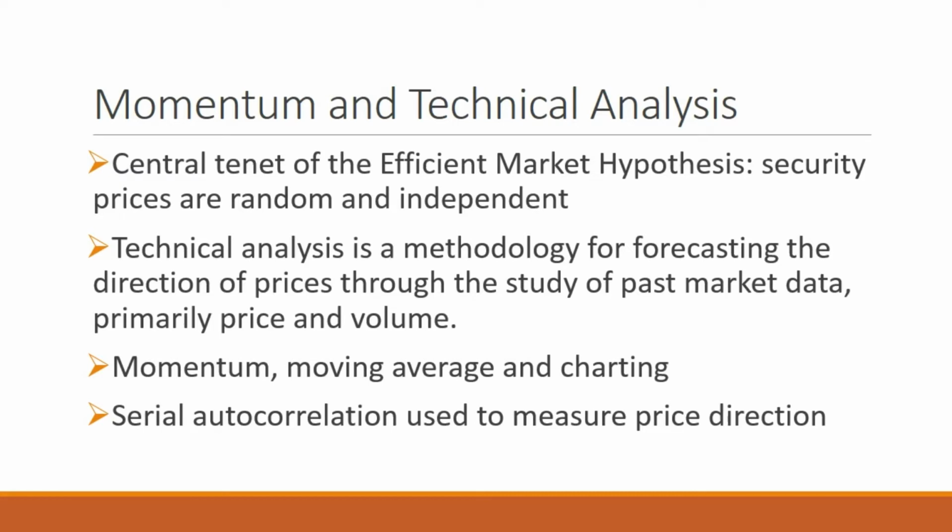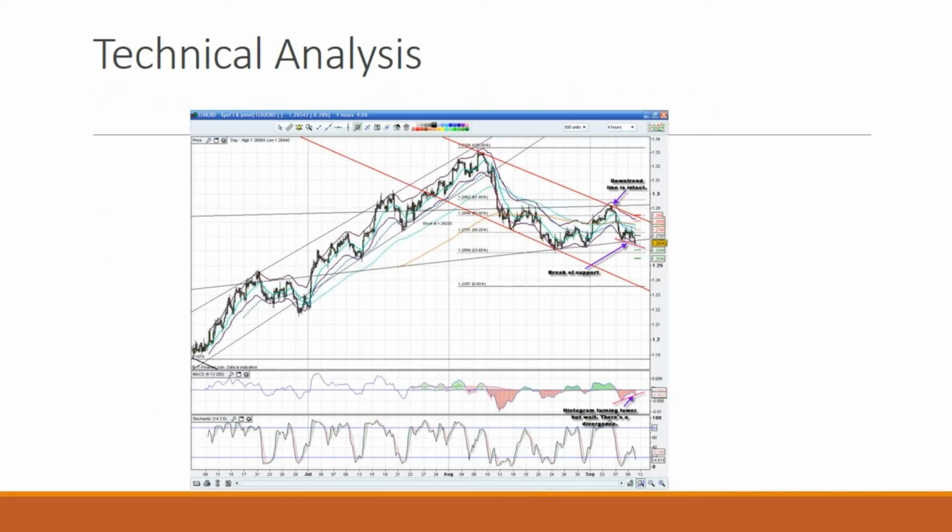Serial autocorrelation means that one price is dependent on another price in a series in the marketplace. This graph is a composite and shows the various types of technical analysis, including the momentum, the moving average, and the charts as well.